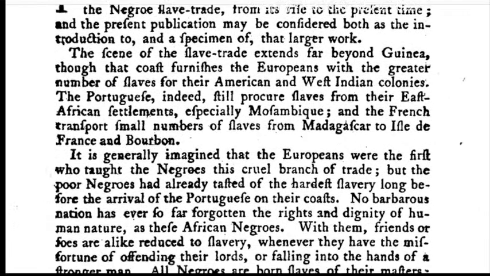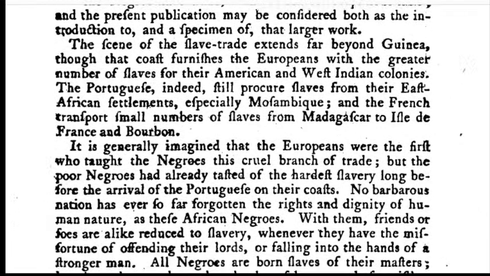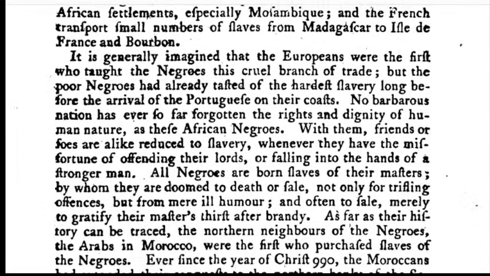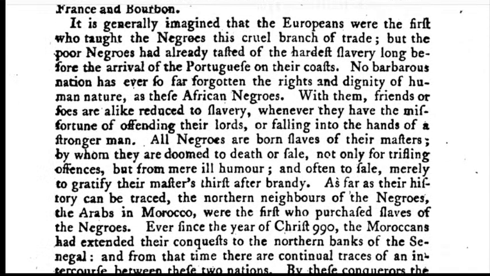The Portuguese indeed still procured slaves from their East African settlements, especially Mozambique, and the French transport small numbers of slaves from Madagascar to the Isles de France and Bourbon. It is generally imagined that the Europeans were the first who taught the Negroes this cruel branch of trade, but poor Negroes had already tasted of the hardest slavery long before the arrival of the Portuguese on their coast. No barbarous nation has ever so far forgotten the rights and dignity of human nature as these African Negroes.